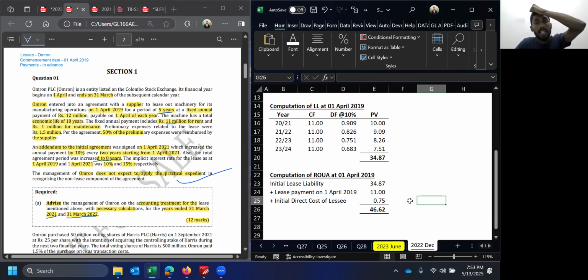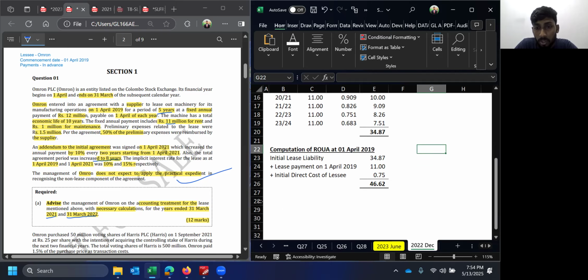Okay. Now I have computed the lease liability and the right of use asset. Then what do we have to mention? Now we need to guide and advise the management of Omron on subsequent measurement. So we can put a subtopic here: subsequent measurement.